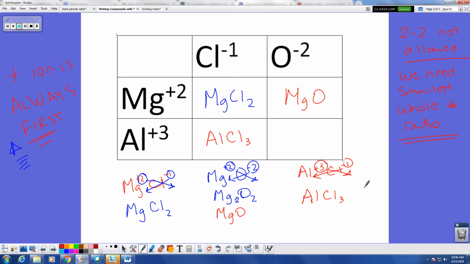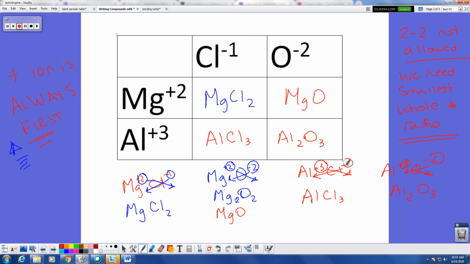Okay, and so then your last one would be, let me go back to the blue so I need the red to write on the blue. So you have Al plus 3, O minus 2. Grab those numbers. So you get Al2O3.